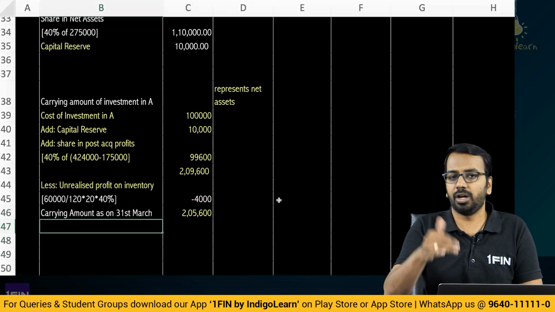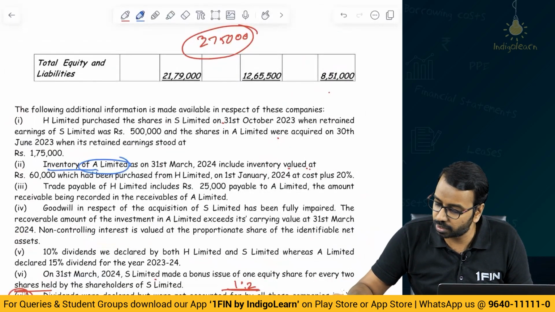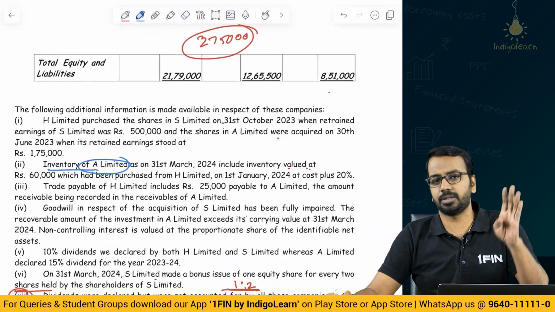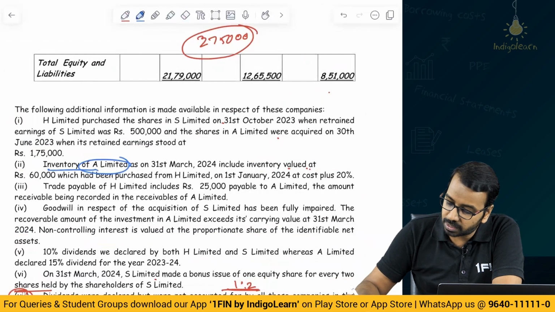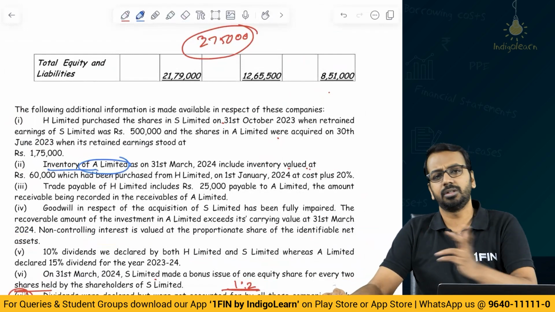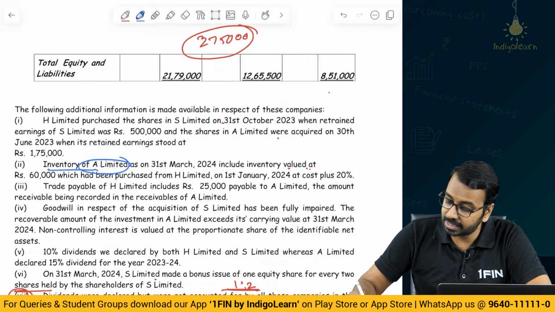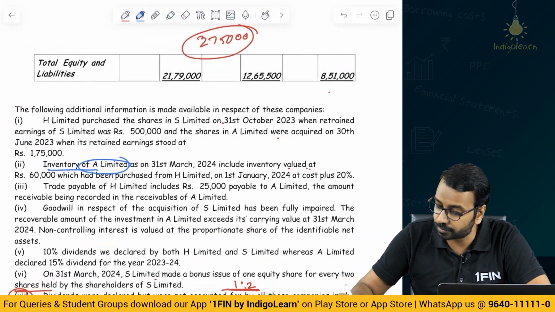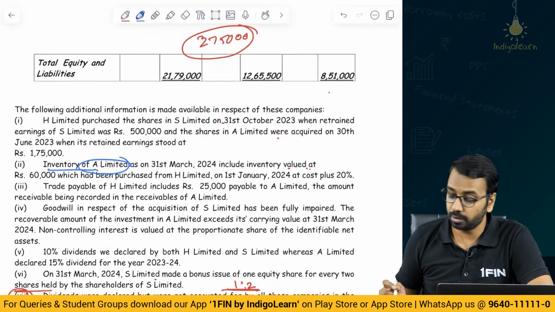There is no impairment of goodwill or any other thing that is given in the question. Okay. Then trade payable of H Limited includes 25,000 payable to A Limited. This will not adjust because it is a holding to associate, not to subsidiary. Then goodwill in respect of acquisition of S Limited has been fully impaired. This we have taken care of. The recoverable amount of investment in A Limited exceeds its carrying value. There is no need to adjust anything, which you have already discussed. 10% of dividend, we are assuming this declaration of 23-24 has happened after financial year end. In the subsequent variation, we will see what if it was declared before the year end.